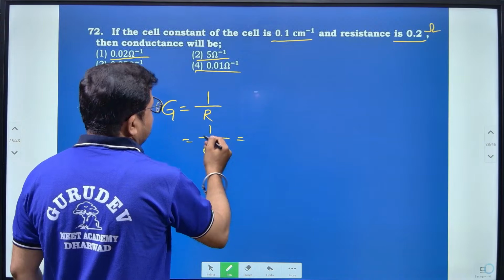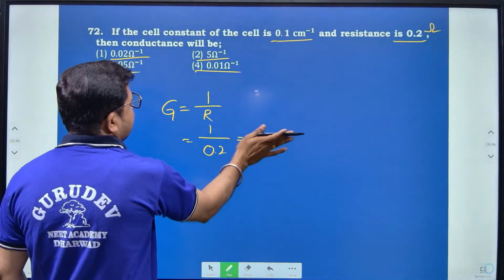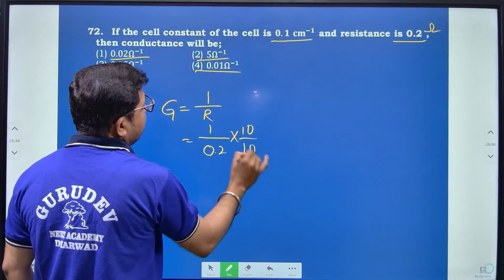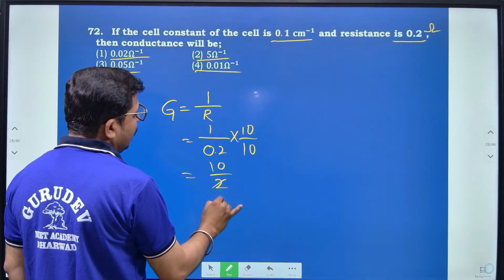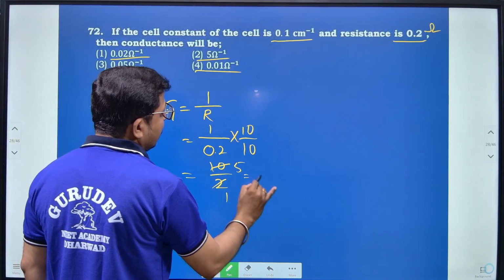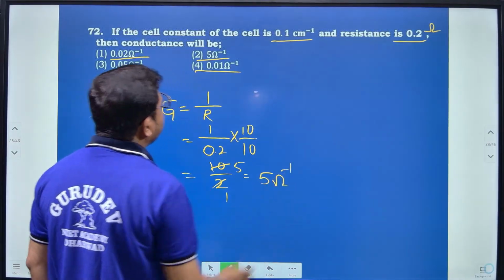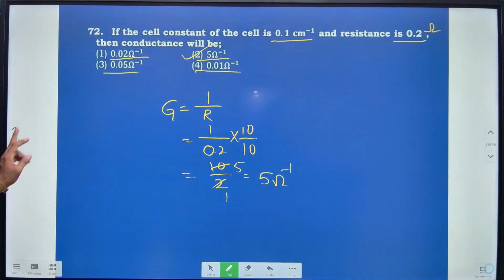First, I will multiply it by 10, because the simplification will be very easy. Multiply by 10 by 10. This will become 10 divided by 2. 2 fives are 10. Therefore, the right option is 5 per ohm. Therefore, the right option is option number 2.